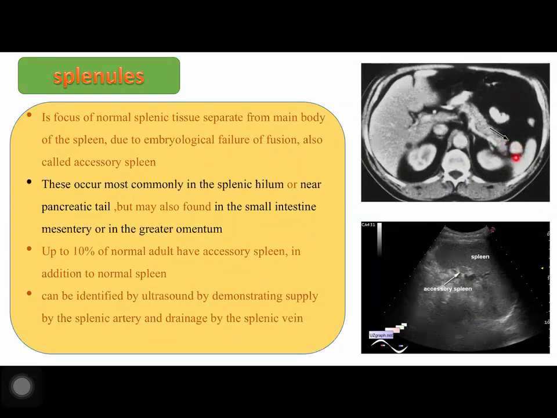do not unite to the body of the spleen. Up to 10% of people have splenules along with a normal spleen. They can also be identified by ultrasound by the splenic artery and splenic vein. They most commonly occur at the splenic hilum and tail of pancreas and can be seen in the intestine, the greater and small intestine, and the greater omentum.